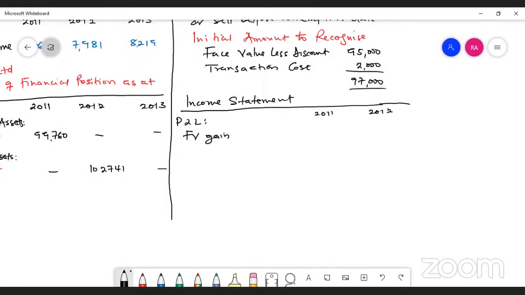2012. There's a fair value gain of 110,000 minus what? 97,000. That will give us 13,000. Is that not it?